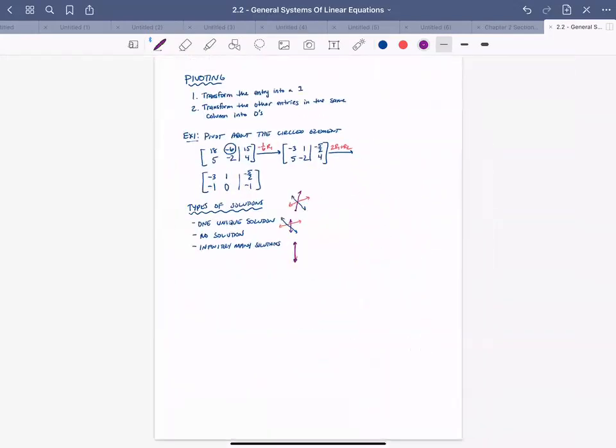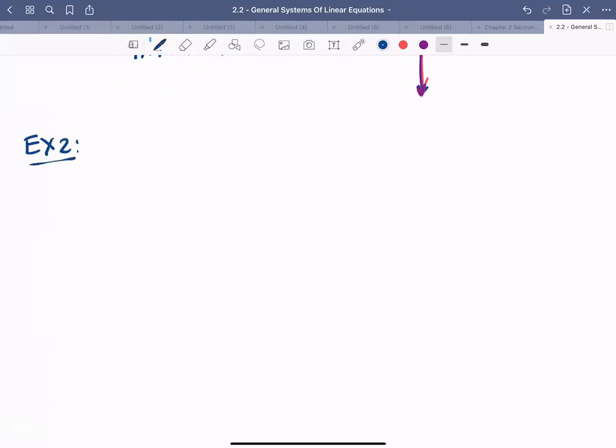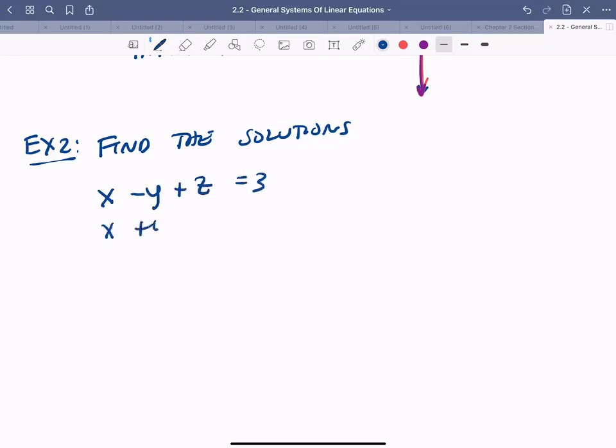All right, let me see if I have room. I think I have enough room here. So example 2 now. We're going to find the solutions. I'm going to give you a system. X minus y plus z equal to 3. X plus y minus z equal to 5. Negative 2x plus 4y minus 4z equal to 1.